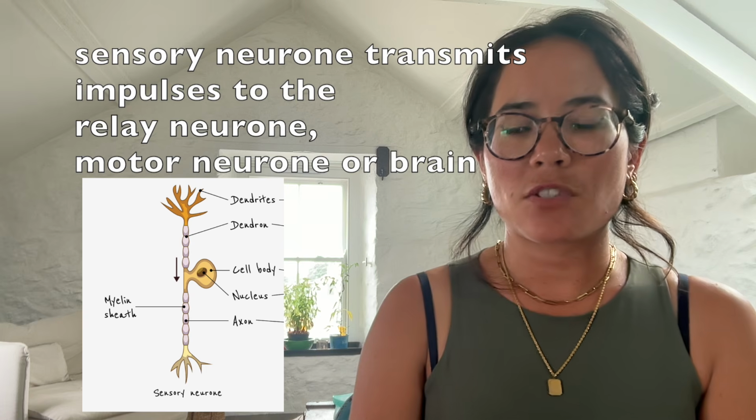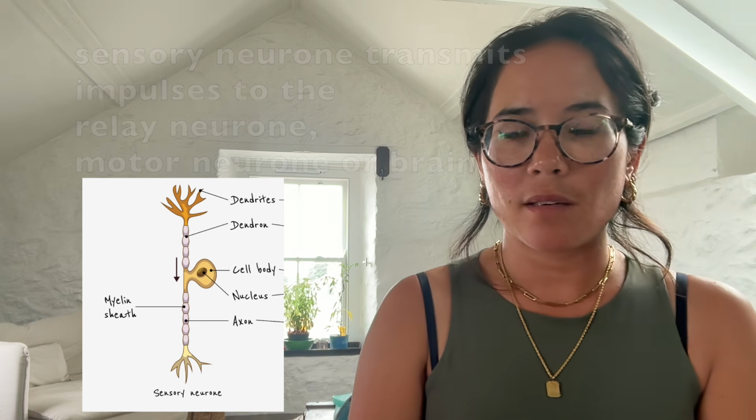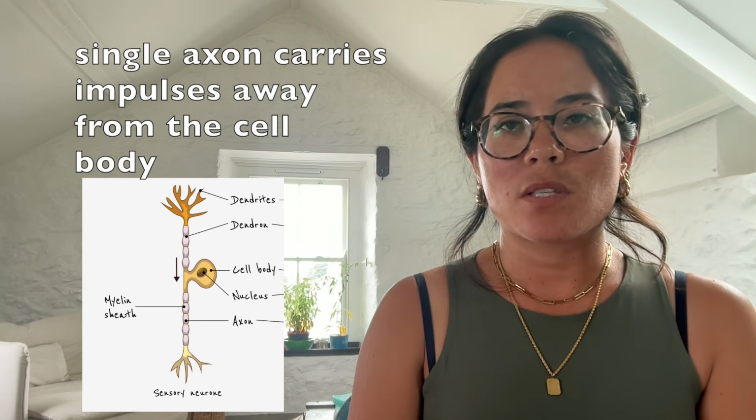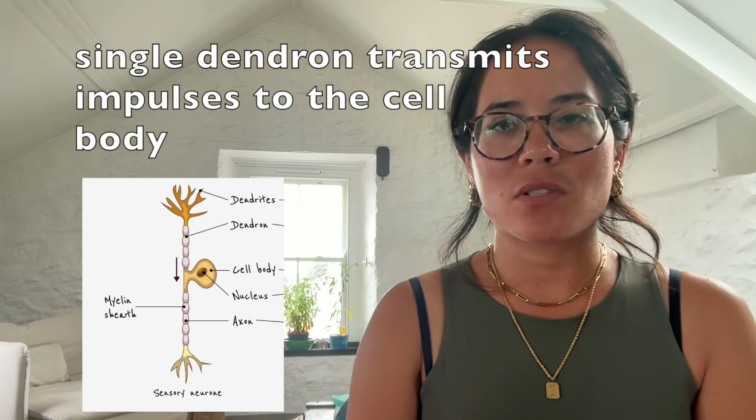the electrical impulse. If we zoom in on the sensory neuron, it transmits electrical impulses to either a relay neuron, a motor neuron, or the brain. The sensory neuron has a single axon which carries electrical impulses away from the cell body, and one dendron which transmits the electrical impulse to the cell body.